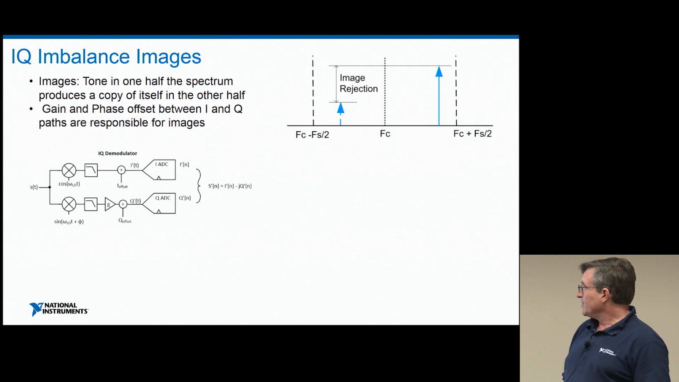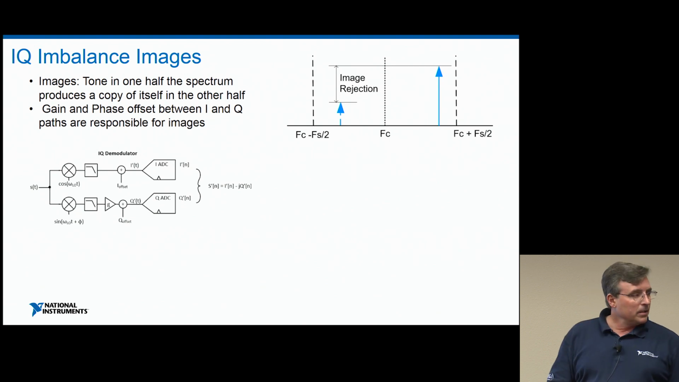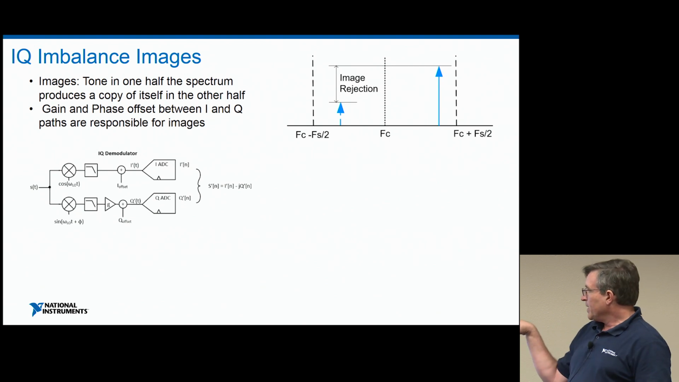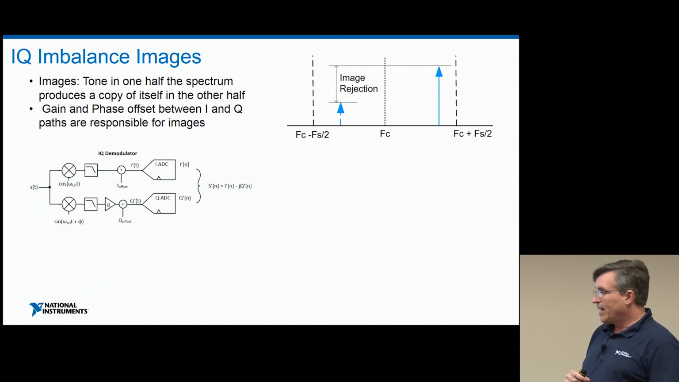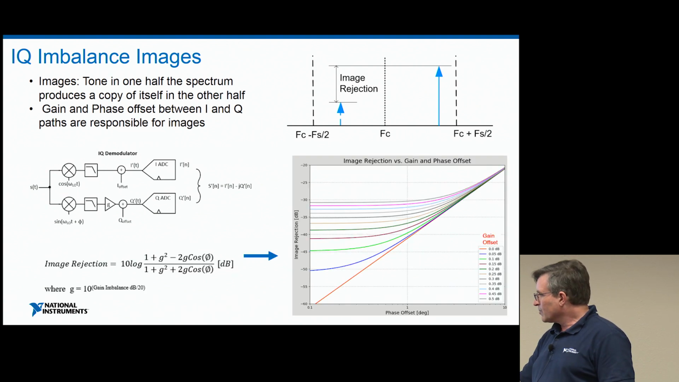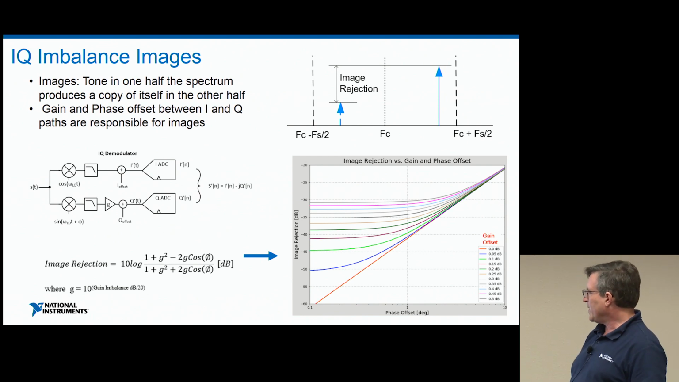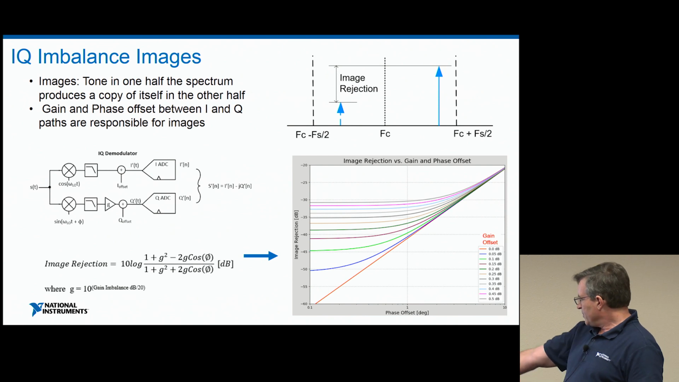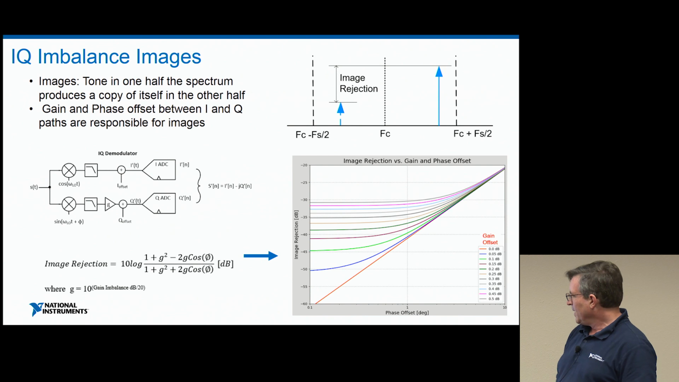And the difference in amplitude is the image rejection. This can be explained just by the gain and phase differences between the I and Q path. You can construct a simple model where you apply those gain differences into the Q path as shown, and go through a bunch of algebra, and you can come up with a closed form equation and use that to do this plot. So this plot shows phase offset on the x-axis, image rejection on the y-axis, and each line is a different amplitude imbalance.